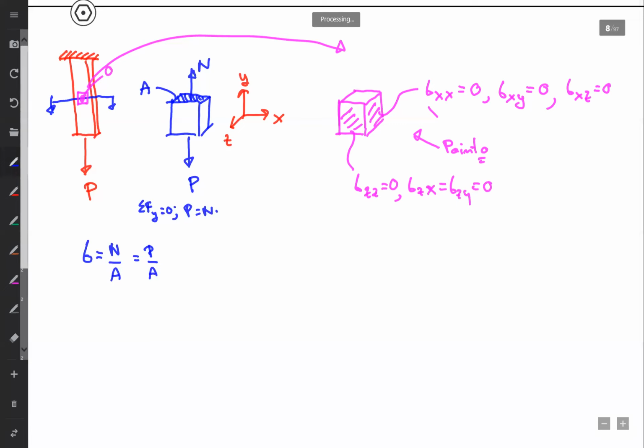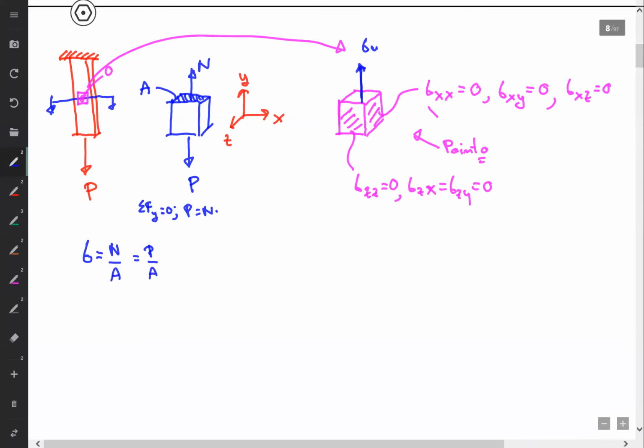But if we consider this component, we have sigma yy. Sigma yy is equal to what? For this case, it is equal to N over A, that is P over A, right? P is the applied load. But sigma yx and sigma yz are 0, right?